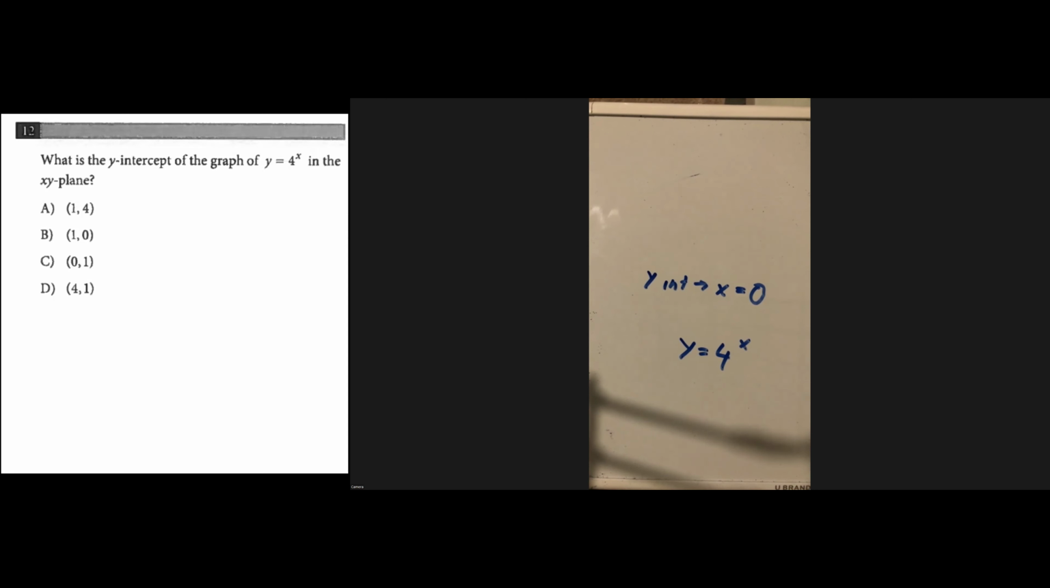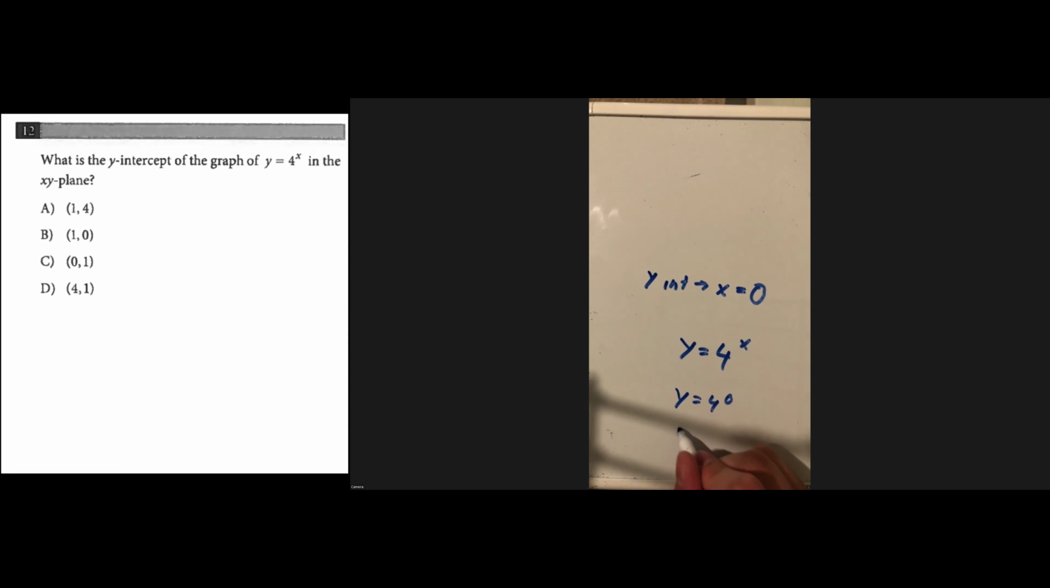Okay, so for question 12, we're asked to find the y-intercept of the graph y equals 4 to the power of x in the xy plane. And so we know that the y-intercept is where x is equal to 0, so we just plug in 0. y equals 4 to the 0th power. Anything to the 0th power is just 1, so y is equal to 1.